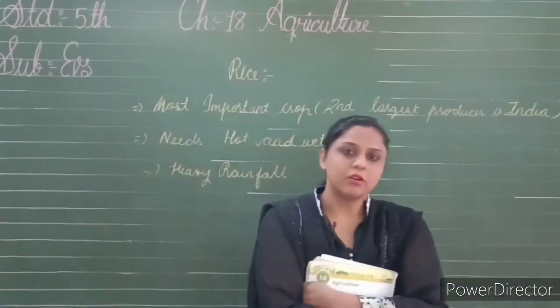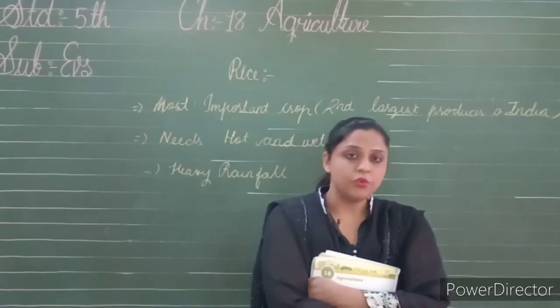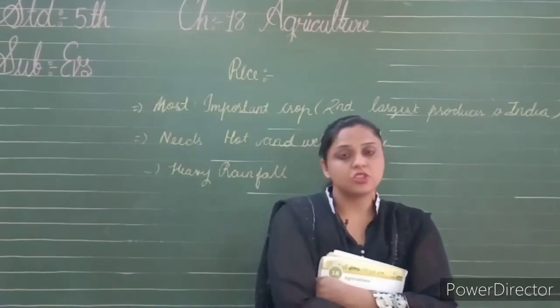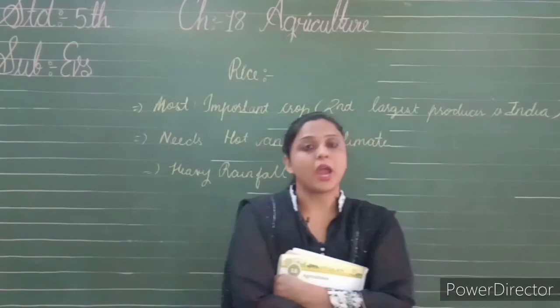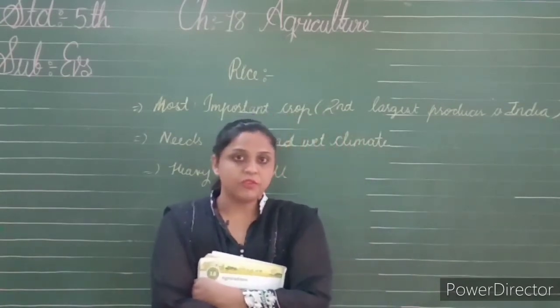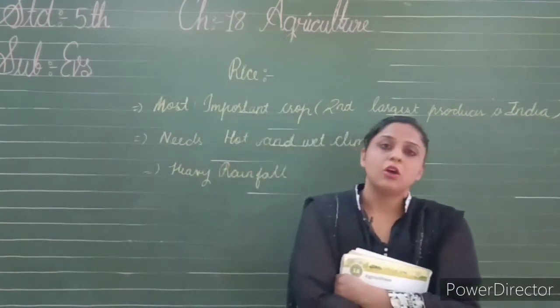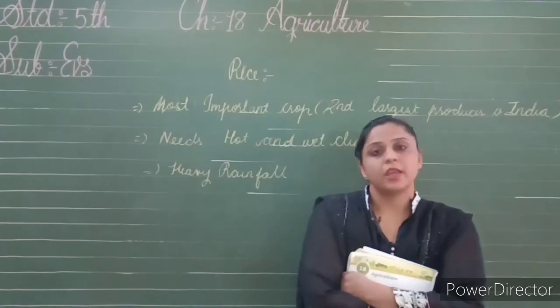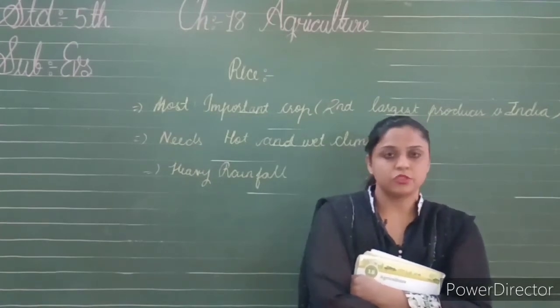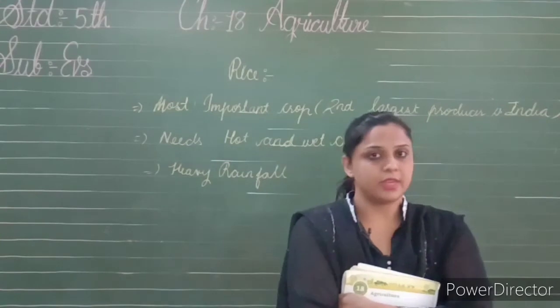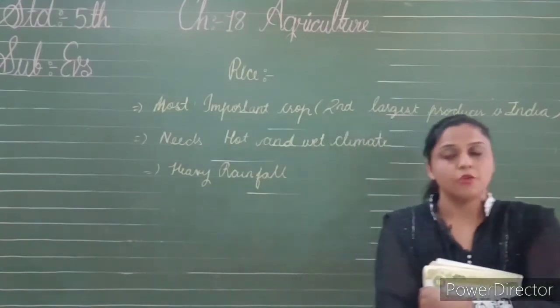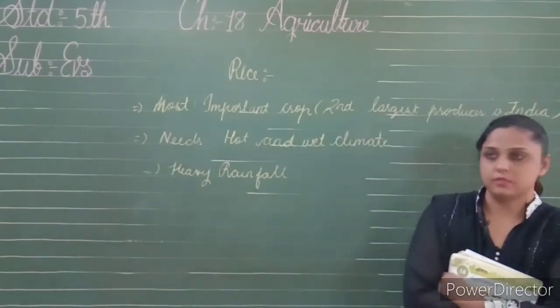world. So which is the country which comes first? Which country is the largest producer of rice? So China is the country which produces the most rice in the whole world. Okay, so China comes first, whereas India comes second for the production of rice.